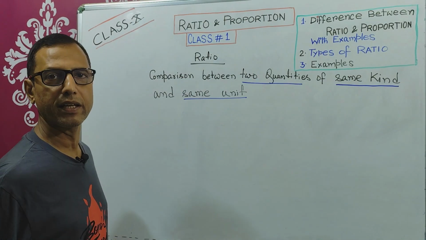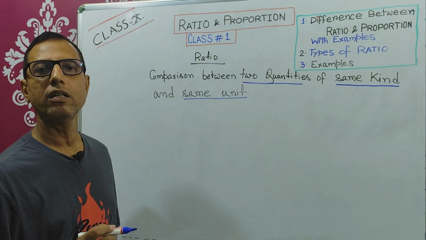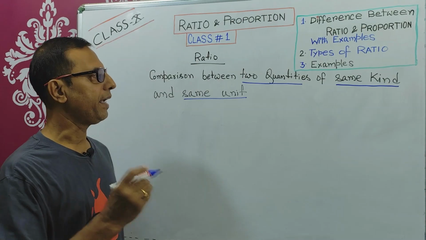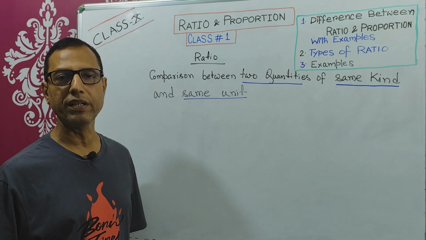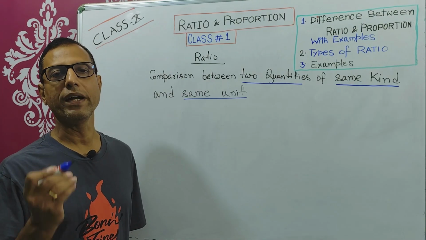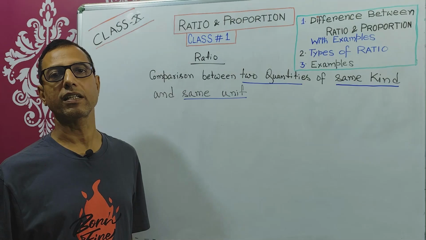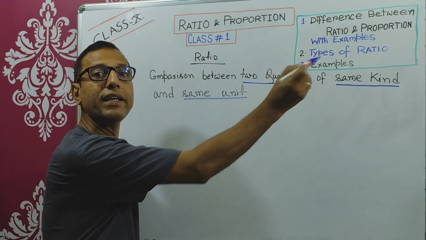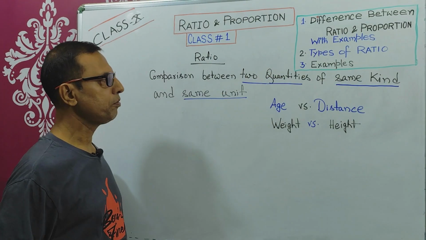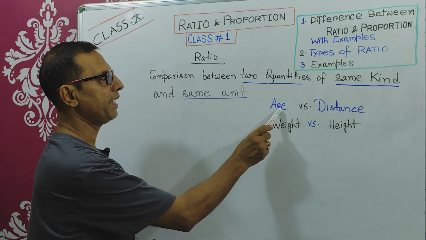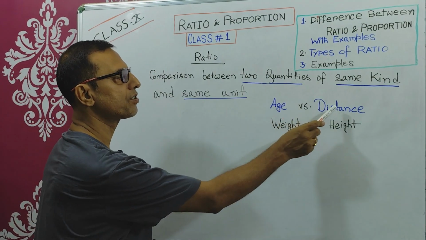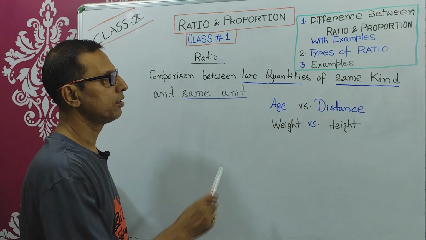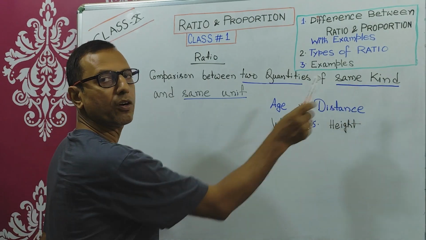What does it mean, same kind and same unit? Let's say, can you compare weight with distance? Can you compare age with height? No. Age is one type of entity, height is another type of entity. Weight is one type of entity and distance is another. So the comparison can be done between two same kind of entities. Can you compare age versus distance? No. These are two different kinds of entity.